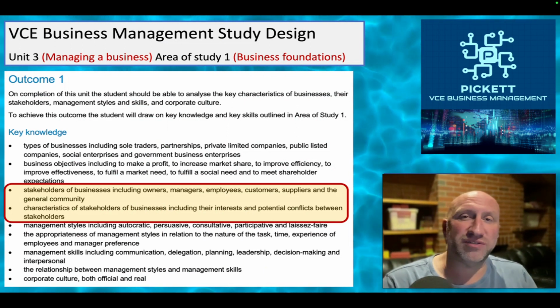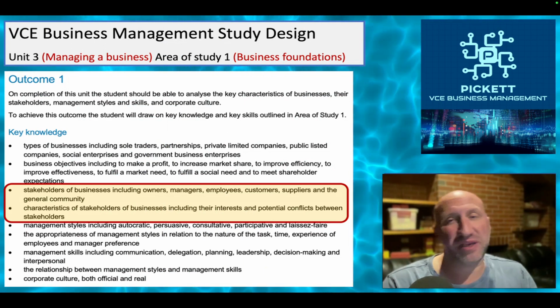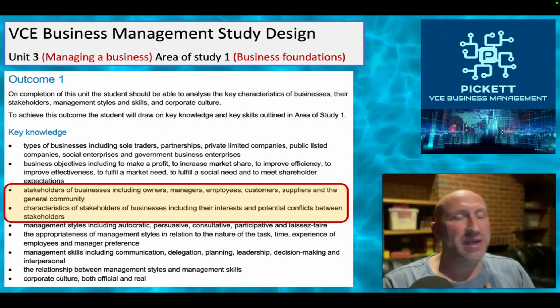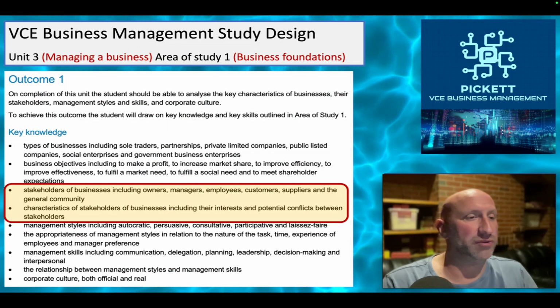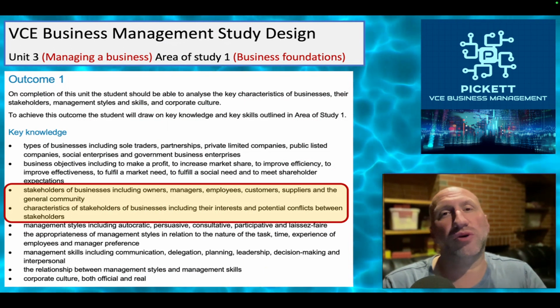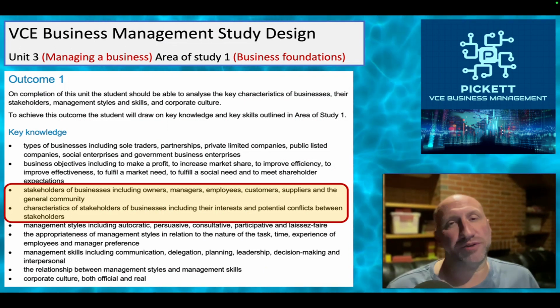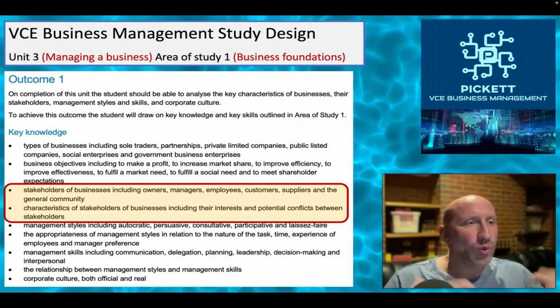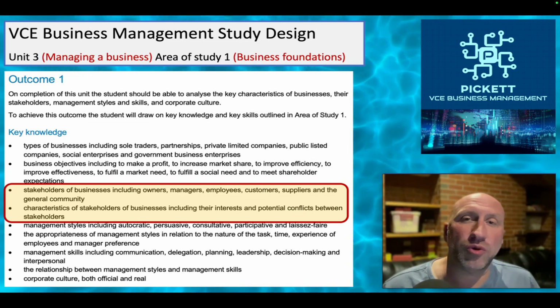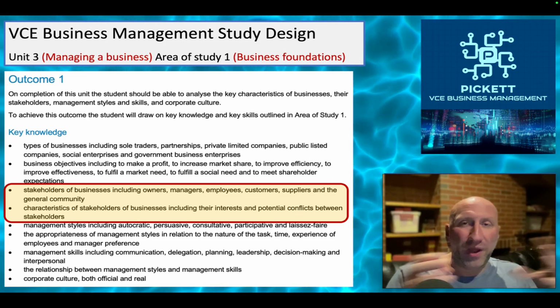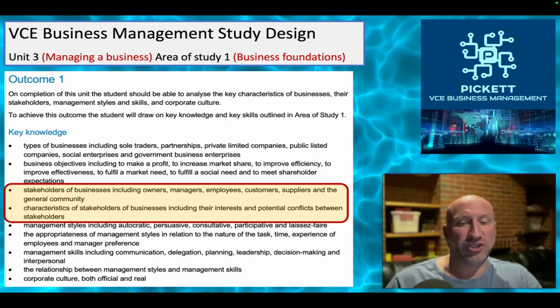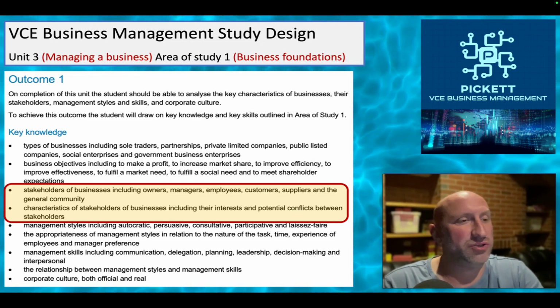Stakeholders of businesses, including, and then it gives us a list of stakeholders, and then characteristics of stakeholders of businesses, including their interests and potential conflicts. So it's all to do with stakeholders. So really, we merge these two key knowledge dot points into one, and just call it stakeholders, because this is all to do with stakeholders.